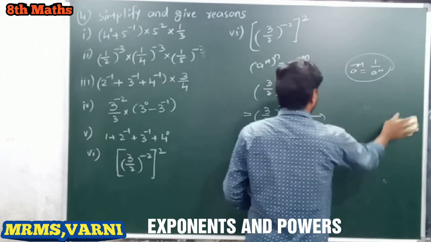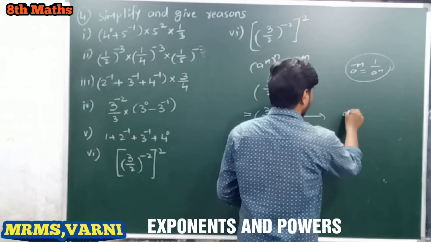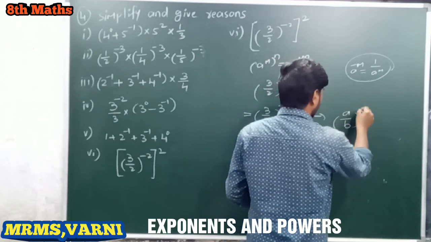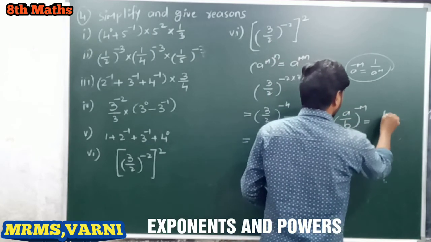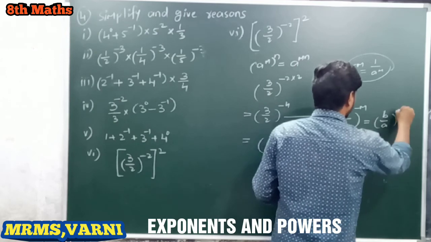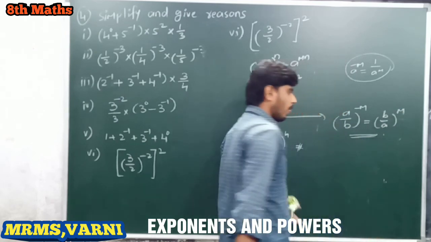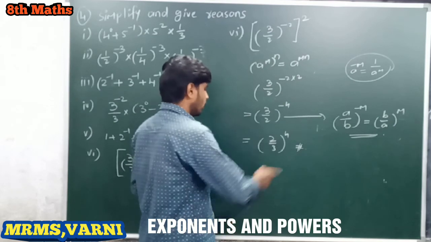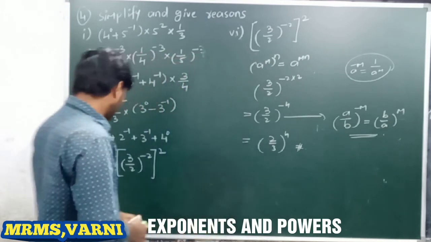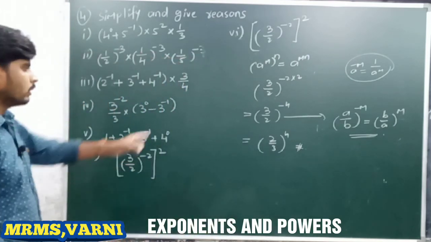Just write down these only. What is the formula we have used here? A by b whole power minus m is equal to b by a power m. Okay, this formula I have used to simplify this. Right, write down. This completes the problem number 4.